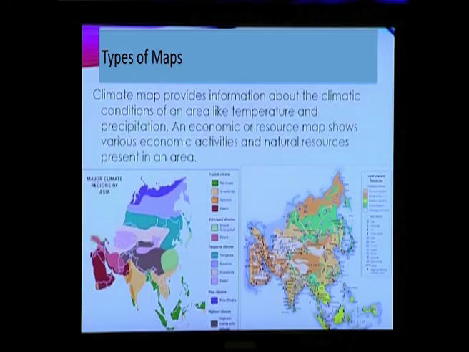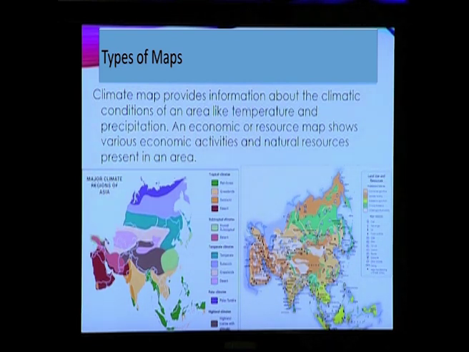Next one is climate maps. Climate map provides information about the climatic conditions of an area like temperature and precipitation. An economic or resource map shows various economic activities and natural resource present in an area.